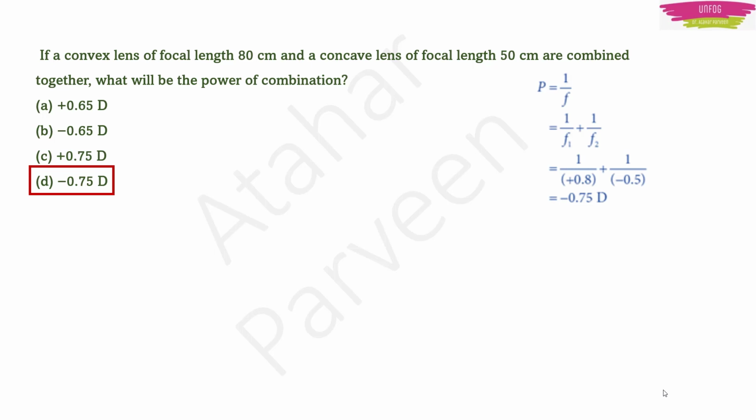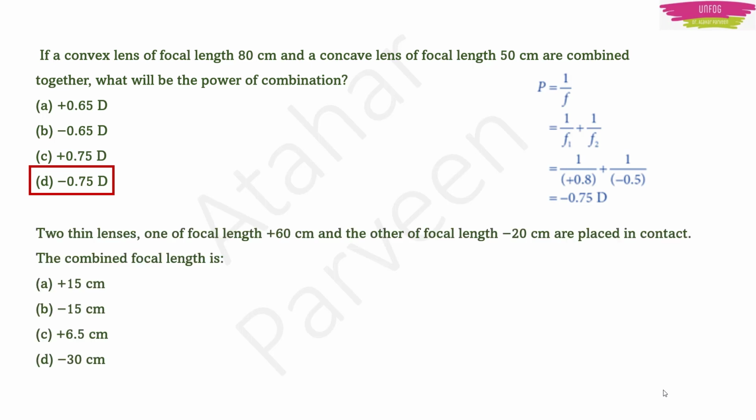Similar question I will give you again. Two thin lenses, one of focal length 60 cm and the other of focal length minus 20 cm, are placed in contact. The combined focal length is... Here they are not asking for power, they are asking directly for the focal length, and they have not given the types of lenses. They have given plus 60 cm, that means it is a convex lens, and the other one minus 20 cm, that means it is a concave lens.